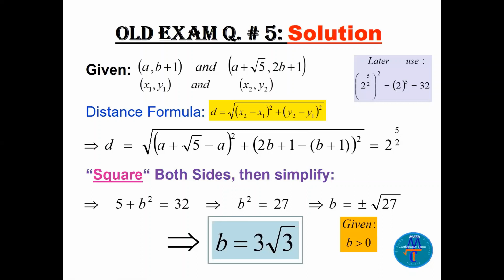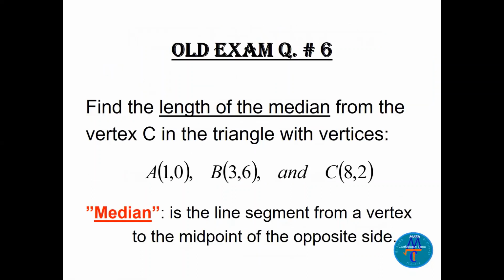Question number 6. It looks difficult, but it is easy. Find the length. See, the first 3 lines here is the question: find the length of the median from the vertex C in the triangle A, B, and C. The first 3 lines, this is the question usually. The last 2 lines, I gave you extra like a hint.